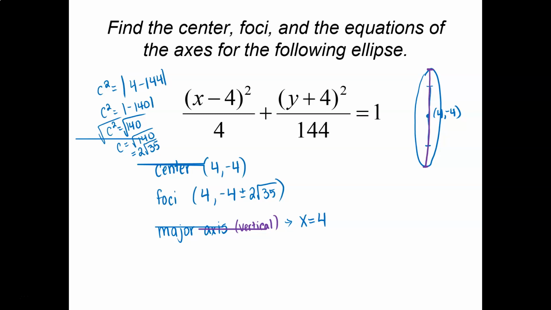All right, for the minor axis, okay, this time we're looking at this little short line right here. Is it vertical or horizontal? Horizontal. And horizontal lines, they have a y equals line. What is the y coordinate of my center? -4. So y equals -4.